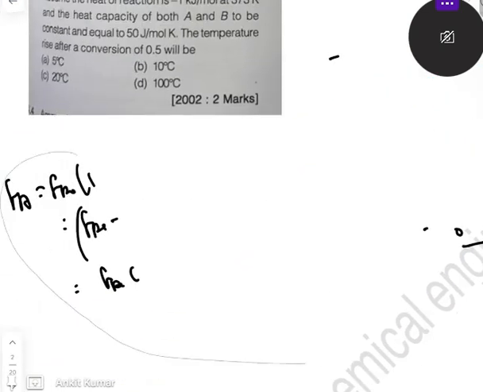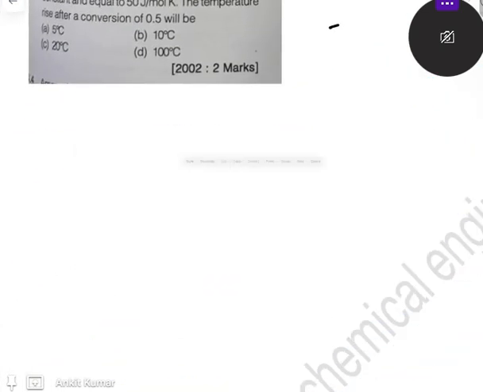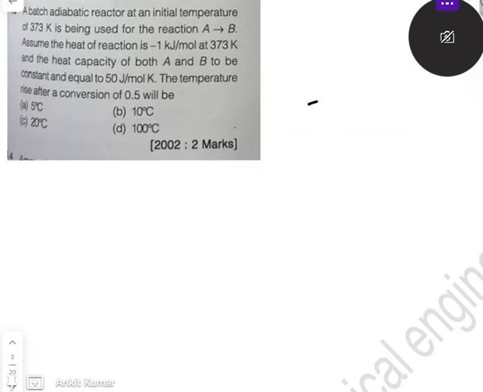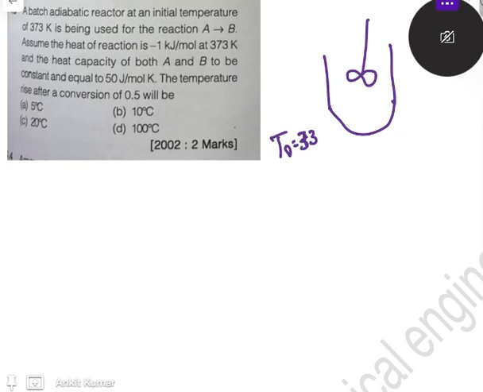Okay. So this problem is also a very important kind of problem, and there is a good concept regarding this problem. So here you can see a batch adiabatic reactor at an initial temperature. So here there is a batch reactor, and the initial temperature T naught I am assuming is 373 Kelvin, and a reaction A getting converted into B is happening here, and the heat of reaction, delta H of reaction, is given to you as minus 1 kilojoule per mole.